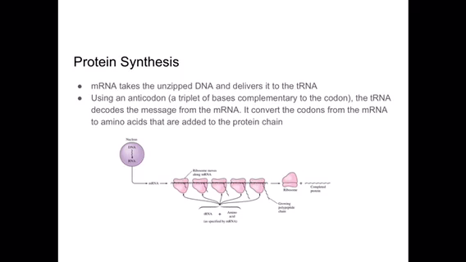Finally, we have our protein synthesis. In this, messenger RNA takes the unzipped DNA and delivers it to the transfer RNA. Using an anticodon, a triplet of bases complementary to the codon, the transfer RNA decodes the message from the messenger RNA. It converts the codons from the messenger RNA to amino acids that are added to the protein chain.